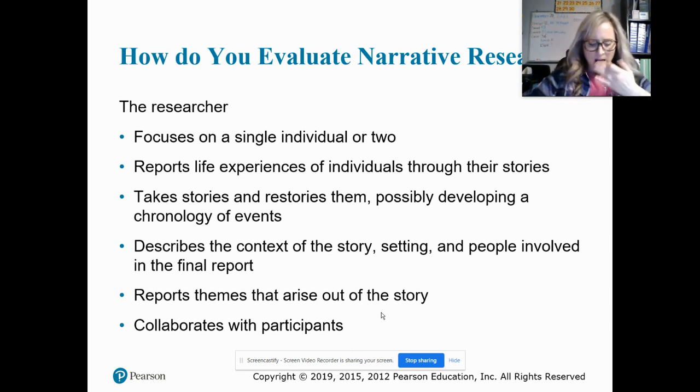So I hope this has been helpful to you. I enjoyed preparing for this lesson and learning what Creswell has to say about narrative research designs.